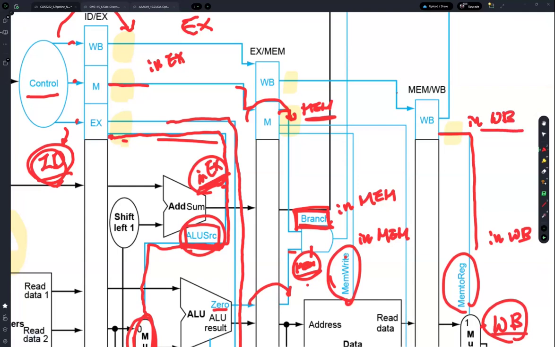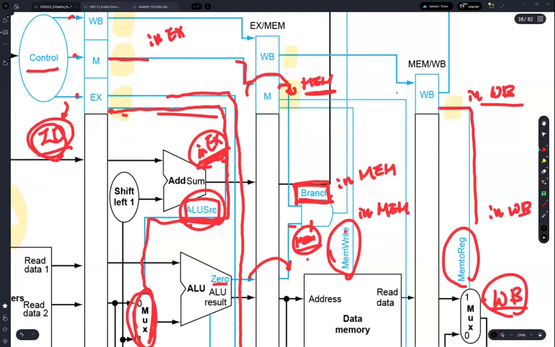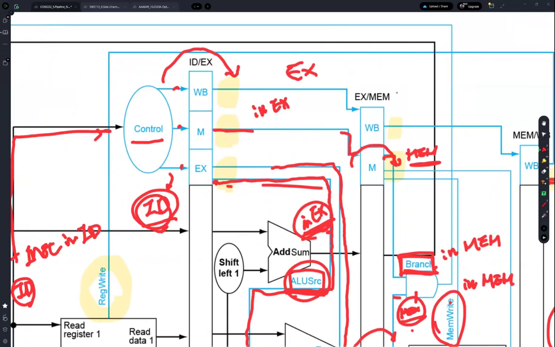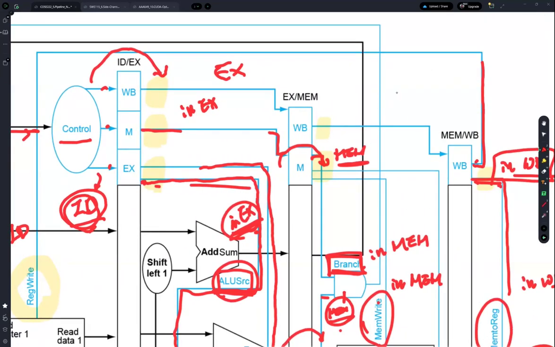right? So the mem to reg is given to this multiplexer, but we need to use the mem to reg in the write back stage. Also, reg write. You can find that the reg write is connected from this control signal in the write back stage, because as I mentioned, the reg write is used when an instruction is in the write back stage, right?